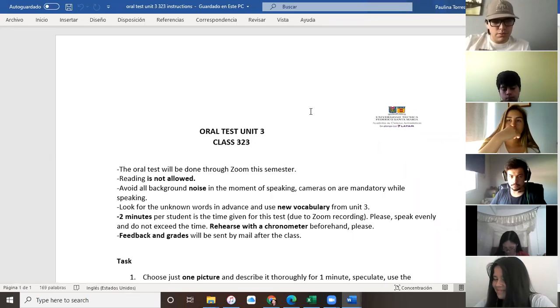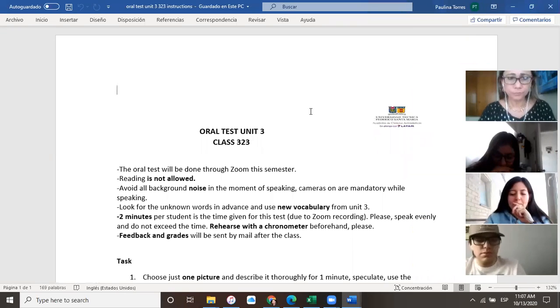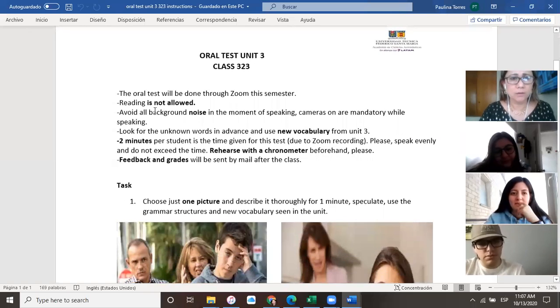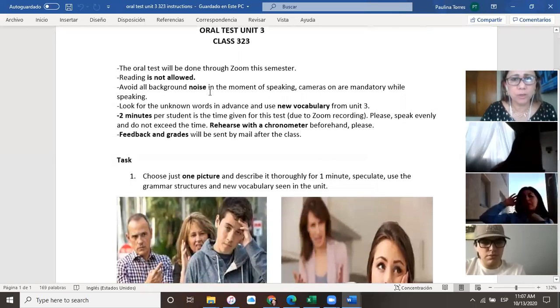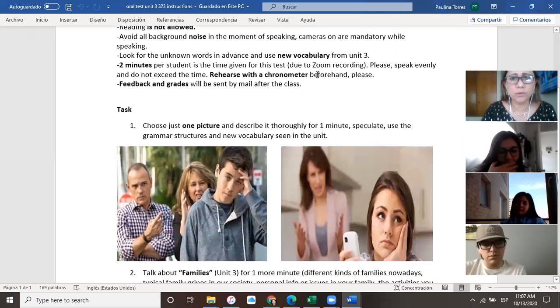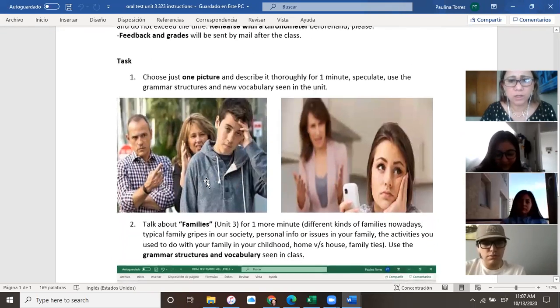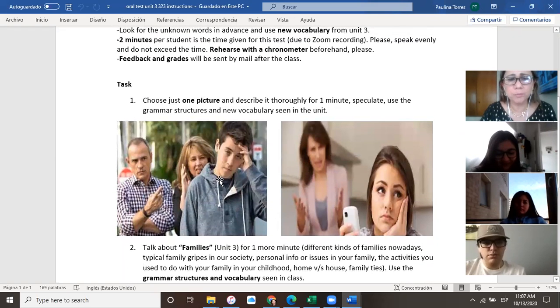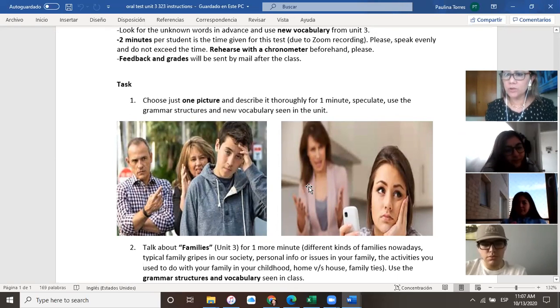Yeah, okay, here we have the test. Reading is not allowed, avoid all background noise. Look for the unknown vocabulary from Unit 3, 2 minutes per student, rehearse with a chronometer, feedback and grades will be sent after, okay. So here you have to choose one picture, the one on the right or the one on the left, and you have to describe it thoroughly for 1 minute. Do you remember how to describe? You can speculate too, yes?